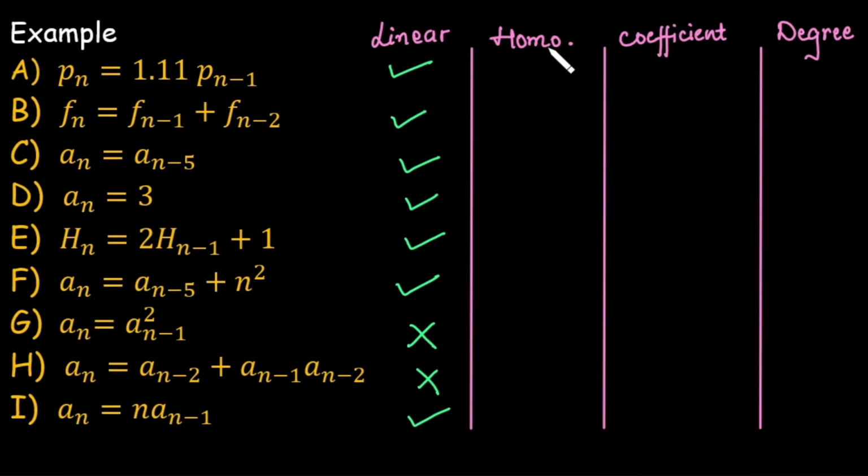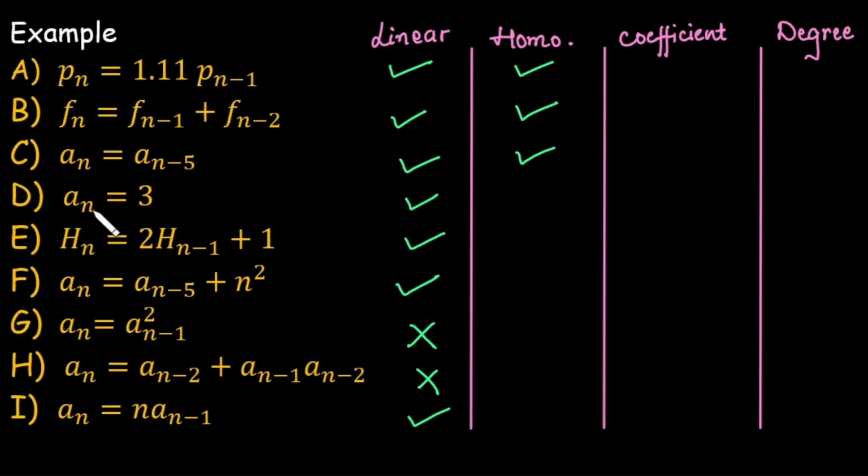Next, we need to identify which one is the homogeneous. As per this one, we need to check whether there is any extra term apart from the sequence term. So no extra term is there. It is Pn minus 1. So clearly this is homogeneous. It depends upon the sequence term. Fn minus 1, Fn minus 2. No extra term is there. Homogeneous. An minus 5. No extra term.